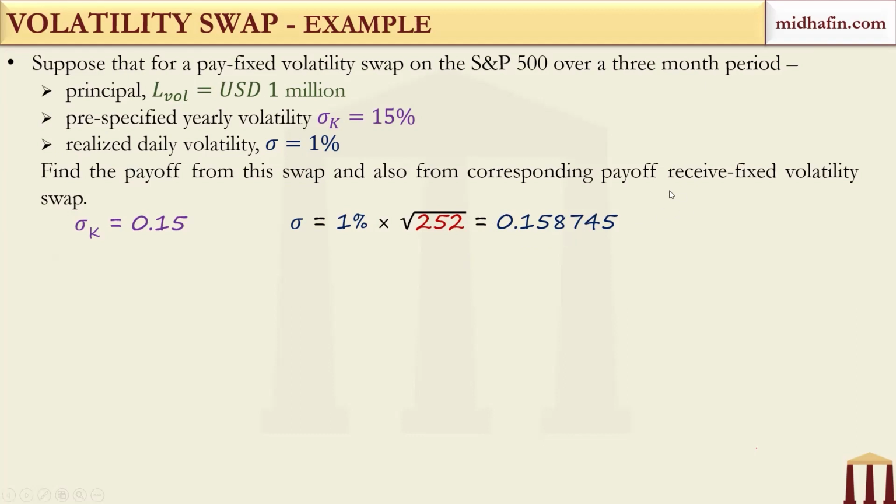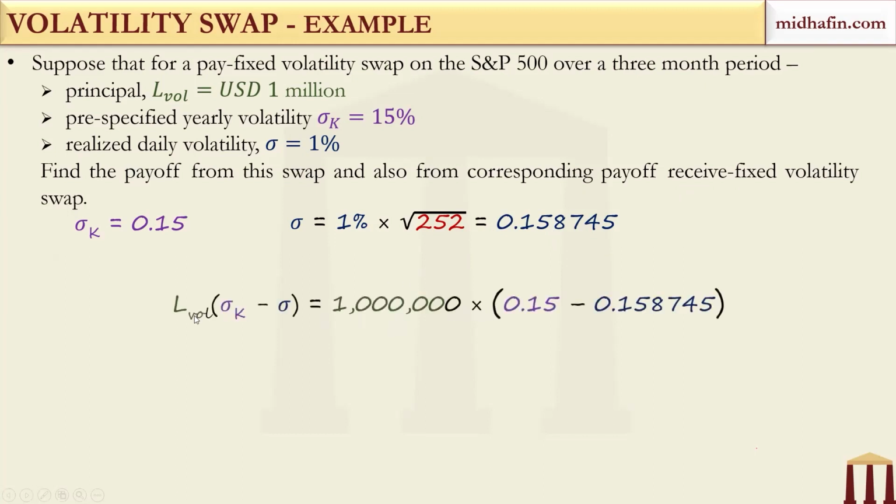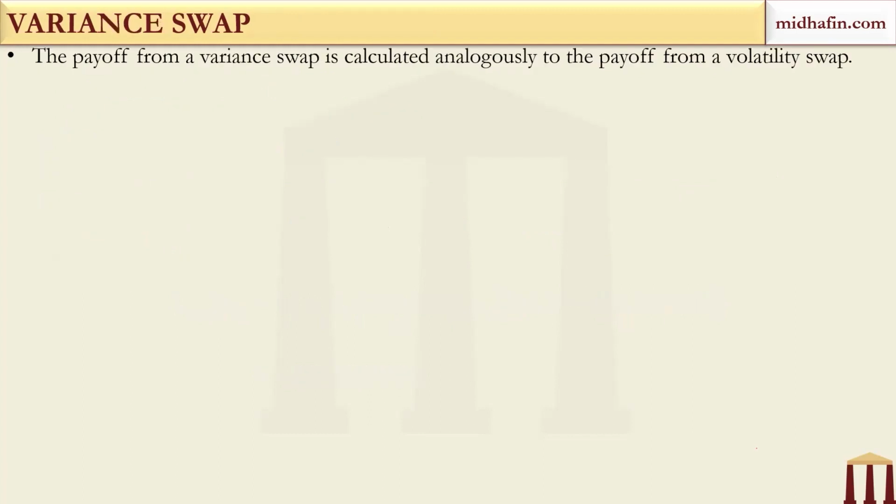Now, what are you? You are receive fixed, that means you will be receiving fixed. So the payoff is sigma K minus sigma. You are receiving fixed, paying realized. So you are receiving 0.15, paying 0.1587. For you, here you will have a negative payoff, which is a minus $8,745 payment that you will have to make. Then finally, we have the variance swap.